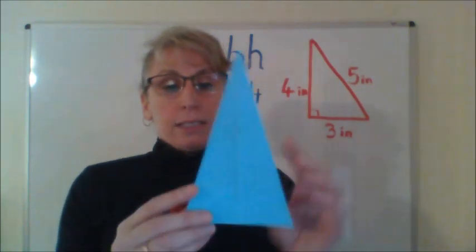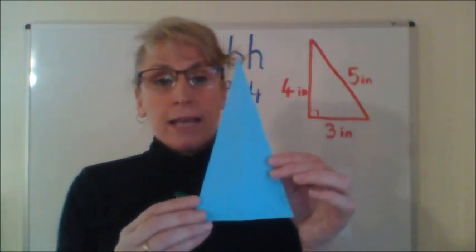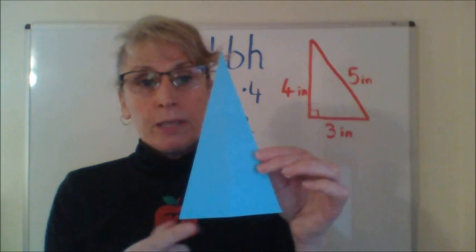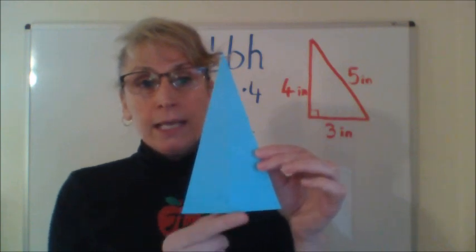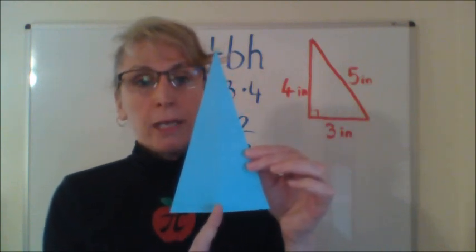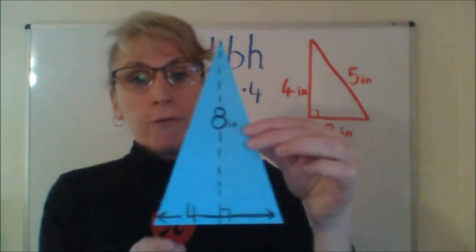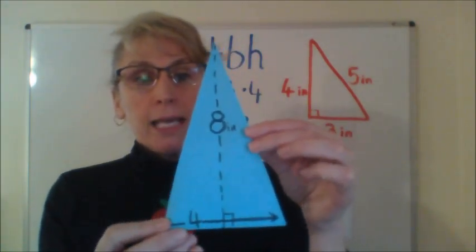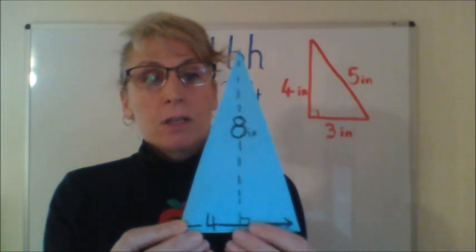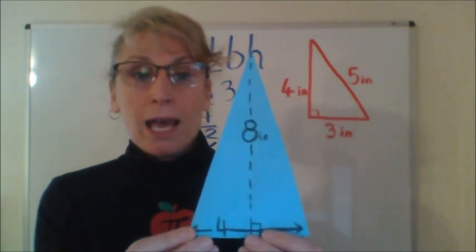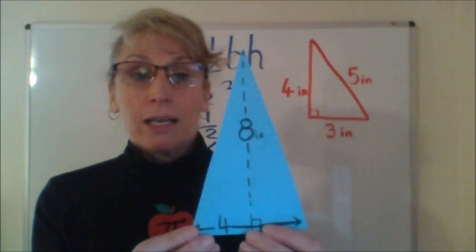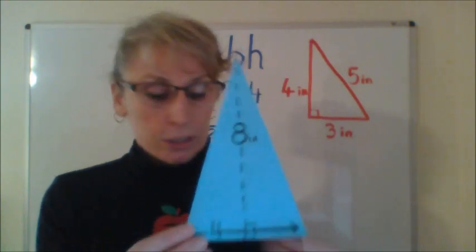This is an isosceles triangle. To find the area of an isosceles triangle, we would measure across the bottom for the base, and then to measure the height, we would go straight up perpendicular from the base. So when I measured this, I got 4 inches across the bottom and 8 inches for the height. 4 times 8 is 32. Half of that is 16. This would have an area of 16 square inches.